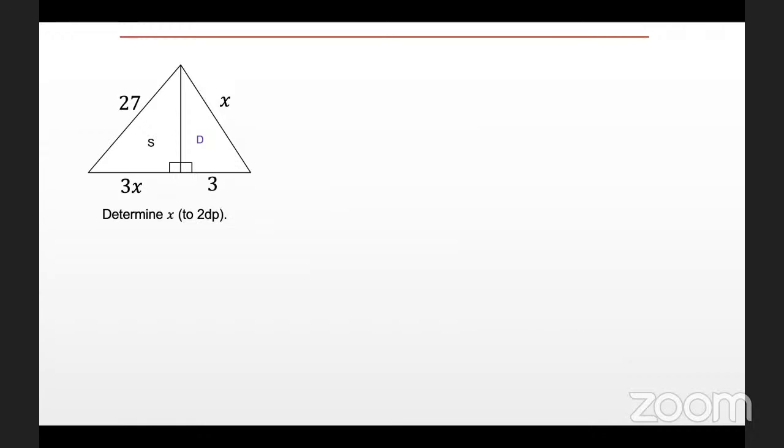What are we asked to find here? X, right. We can find X. And notice the 2DP, don't forget that. How do we find X? What can we do to find X?